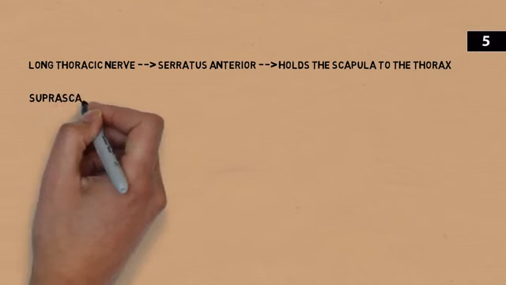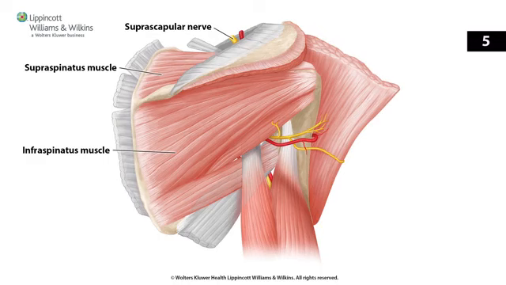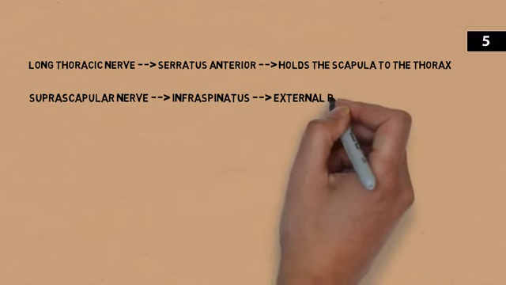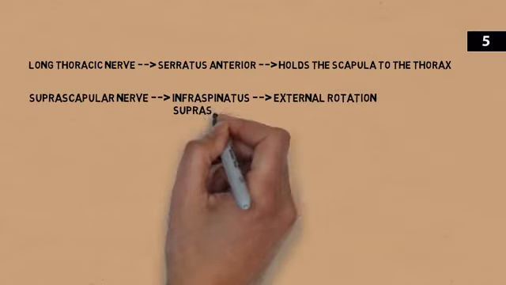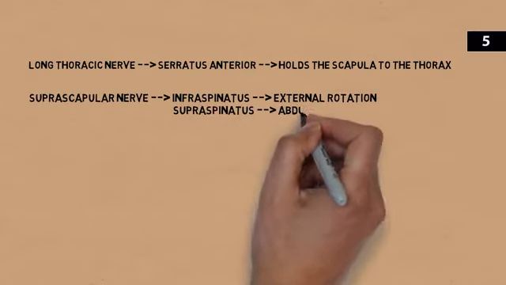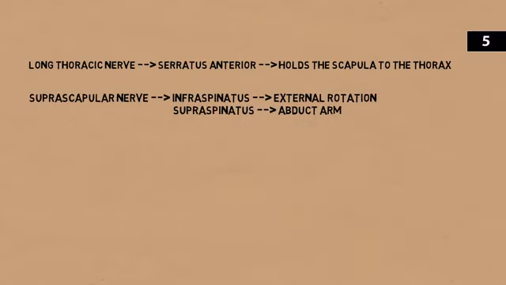Next, we have the suprascapular, and this is going to innervate the infraspinatus and the supraspinatus. Now, these are parts of the rotator cuff. Now, the infraspinatus externally rotates the humerus and stabilizes the shoulder joint. The supraspinatus is going to act to abduct the arm.